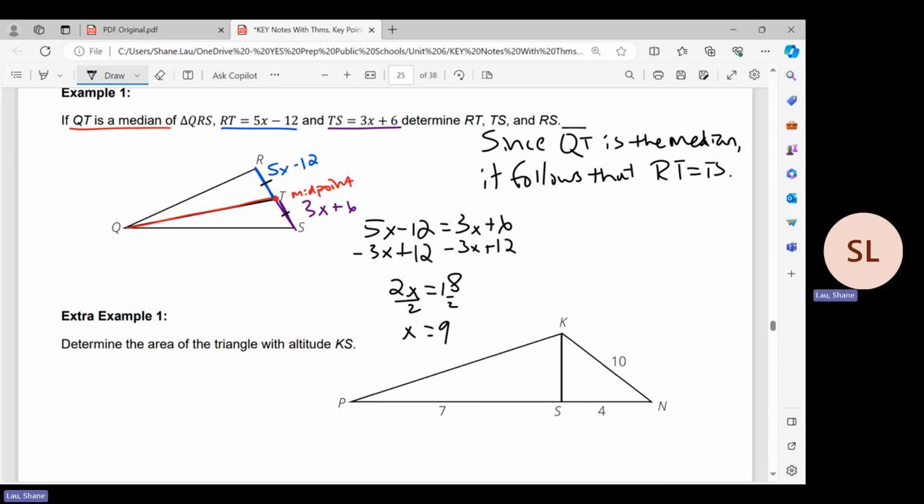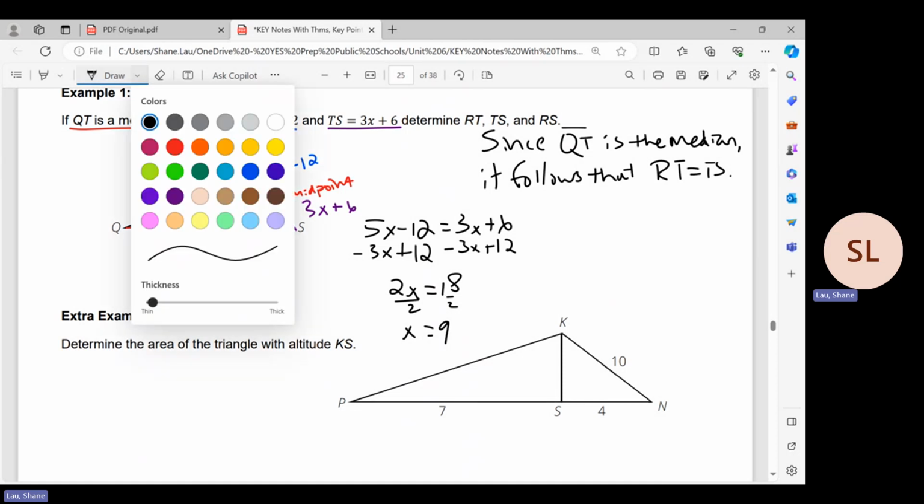Now, of course, some of us might think, oh, we got to stop here. And that's not the case. We're looking for RT, TS, and RS, not specifically just for x. But it says RT, TS, and RS as 3 different values. In reality, we're only looking for 2 values. Because we've already said RT and TS are equal to each other, then we only have to solve for one of them. And we've already found both of them.